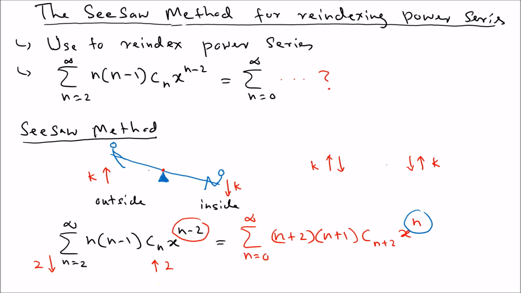So let's look at a few cases to see how freely we can change the index. We can talk about a few other cases of the same problem, but with different indexes. Let's start with the same problem: the sum over n of (n minus 1) cn x to the n minus 2. The first time, we increased the inside by 2 and decreased the outside by 2.